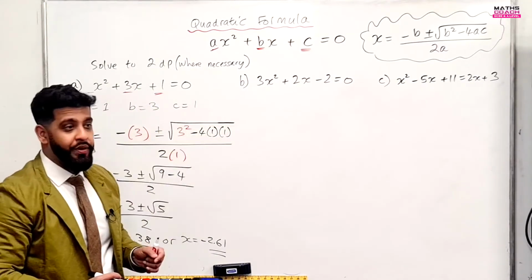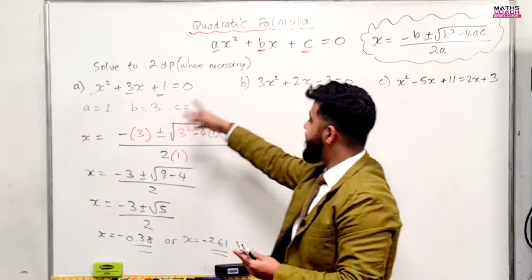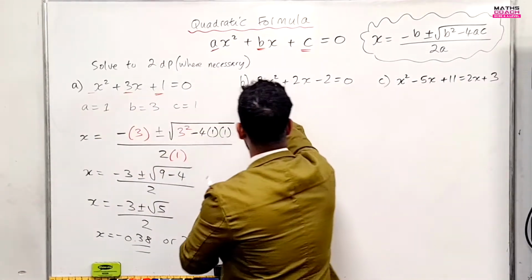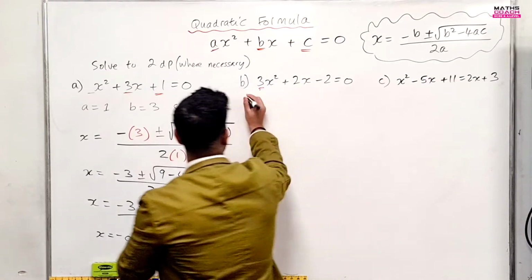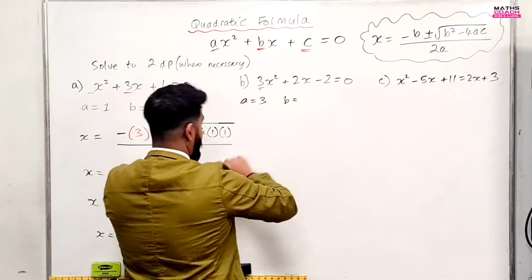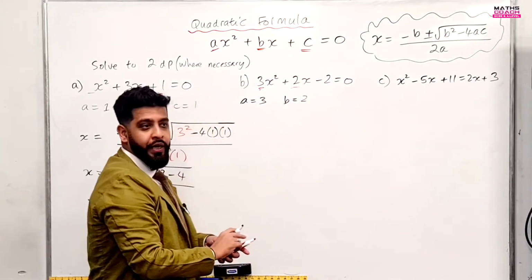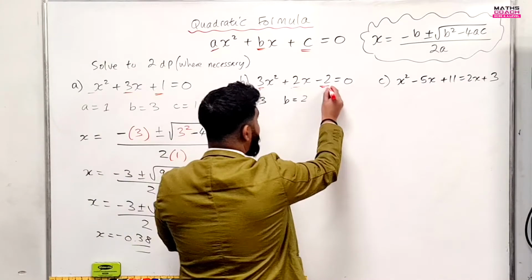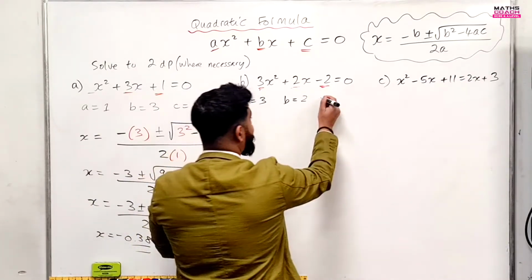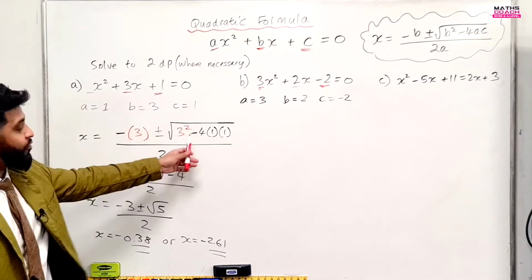Let's do it on this one now. So once again, step number 1 is to identify your A, your B, and your C. So here my A equals 3. So A would be equal to 3. My B is equal to 2. So that's 2 there. My C, what's my C equal to? Minus 2. Well done.